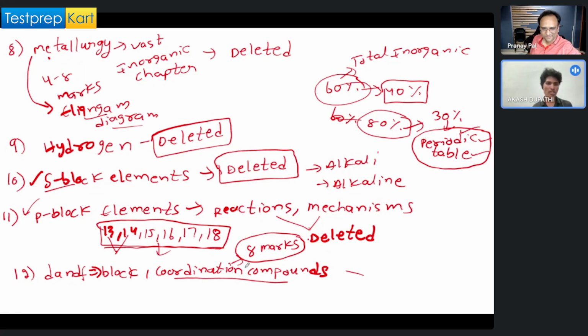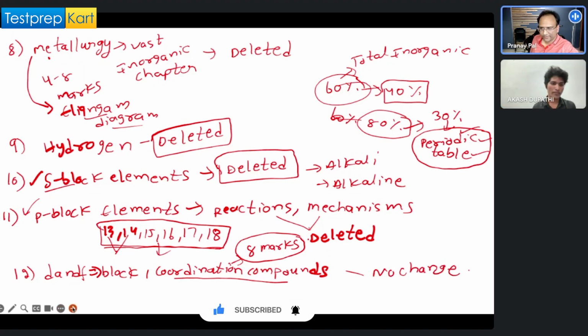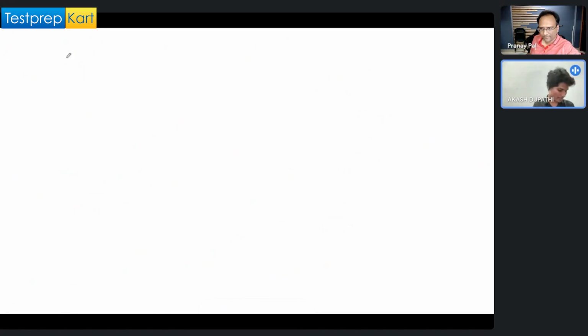Yes, sir. And the portion that is D and F block and complex compounds, there is no change at all. The entire portion is present this time also. Okay. And the next thing is environmental chemistry, which is vast, sir, but easy to master. But this time they have completely deleted this topic. Oh, again. Completely deleted, sir.